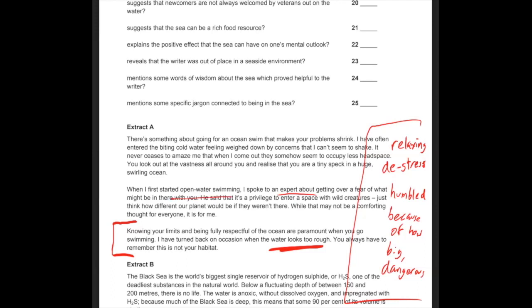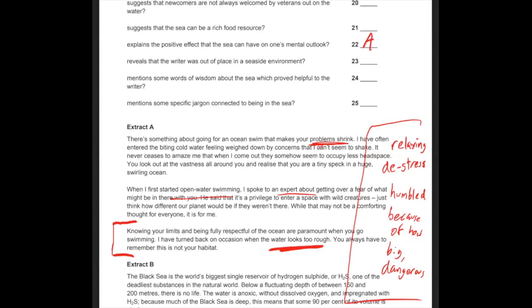Explains a positive effect that the sea can have on one's mental outlook. Well, we did say it was relaxing and de-stressing. He talks about how his problems seem to occupy less headspace, how his problems shrink. So this one is definitely A. Right? And the next one reveals that the writer was out of place in a seaside environment. No, he's not out of place here. Mentions some words of wisdom about the sea, which proved to be helpful to the writer.